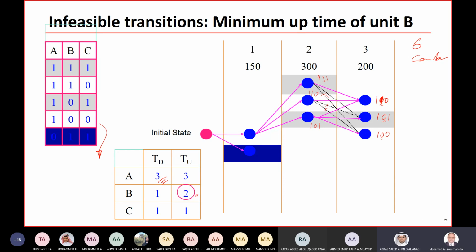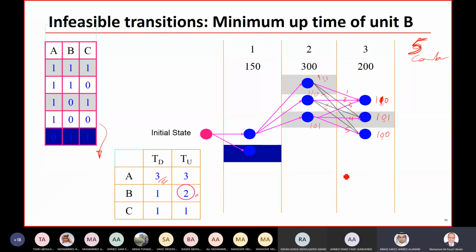Yes, doctor. Aren't they 5 combinations? 5 combinations, yes. Why do we say 6? It's 5 combinations, I mean 5 solutions here. You have 5. This is 1. This is 2. 1, 2, 3, 4, 5. So you have 5 combinations here, not 6 combinations. You have 5 feasible combinations.